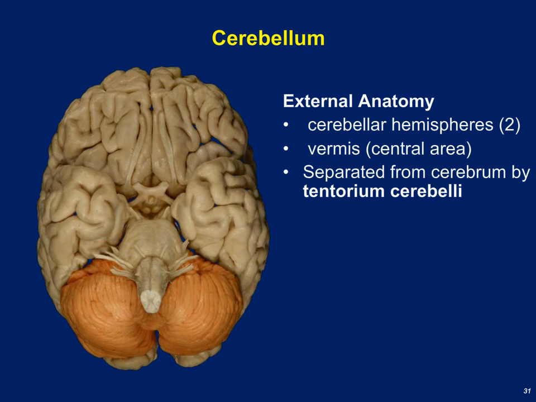You can see the left and right cerebellar hemispheres, and then a constrictor in between them called the vermis. And the vermis just means worm, because if you look at it very closely, it does look like a worm. Kind of freaky. And so the cerebellum is partially separated from the cerebrum by an extension of the dura mater called the tentorium cerebelli. Again, we'll take a look at this in the laboratory course.